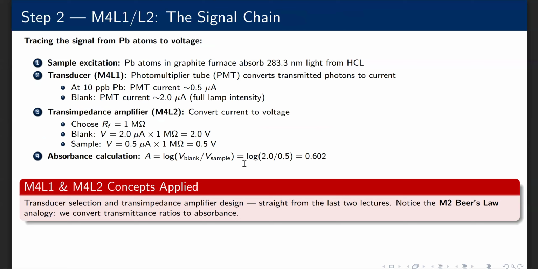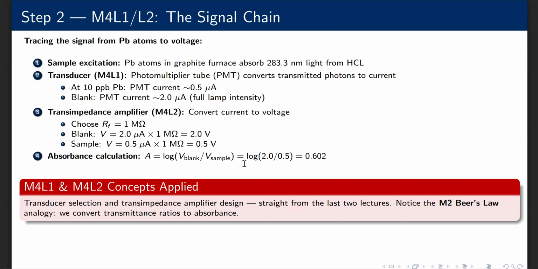In our example, the blank with full lamp intensity produces about 2 microamps of photocurrent. At 10 ppb lead, the photocurrent drops to about 0.5 microamps because lead atoms are absorbing some of the light. The transimpedance amplifier from lecture 2 converts the current to voltage. We chose R sub F equals 1 megaohm, which for the blank gives 2 volts out. So the 10 ppb sample gives about 0.5 volts out. And we calculate absorbance the way we did in module 2.